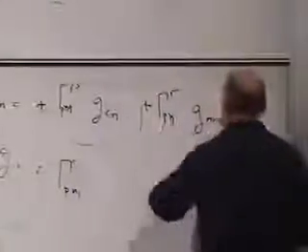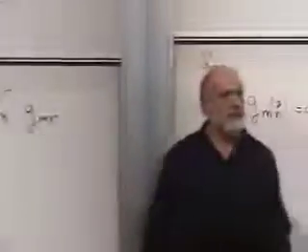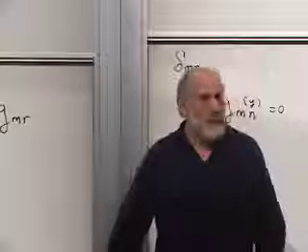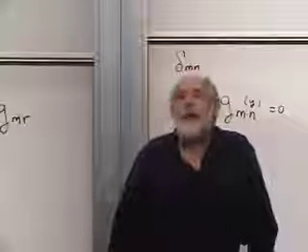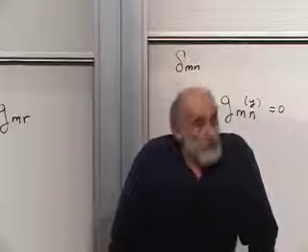Anybody know what these things are called? The gammas? I forgot to tell you. They're called Christoffel symbols. They're called connections.